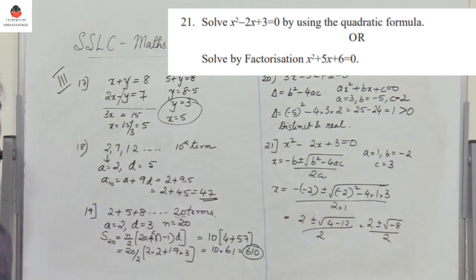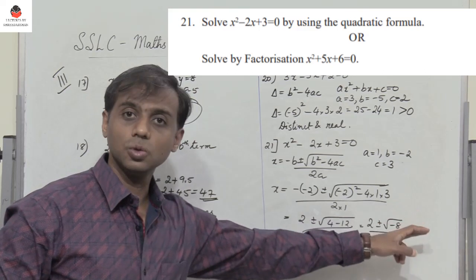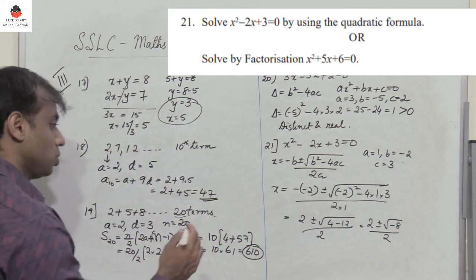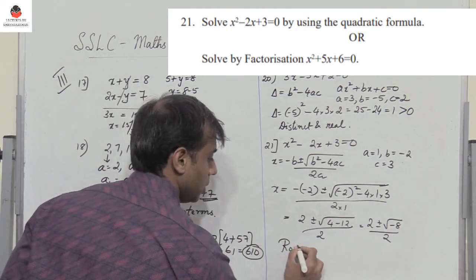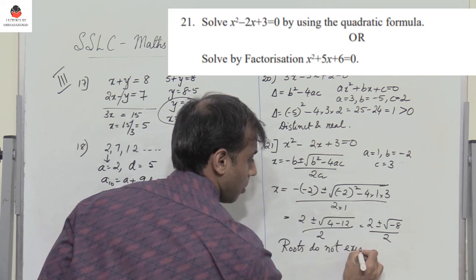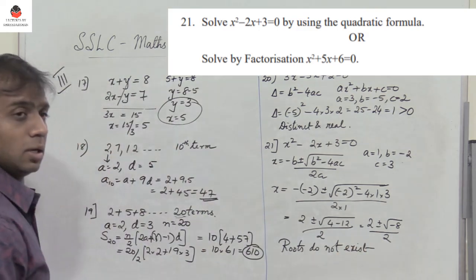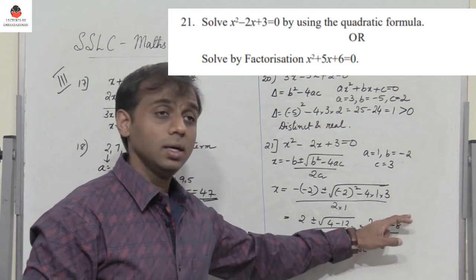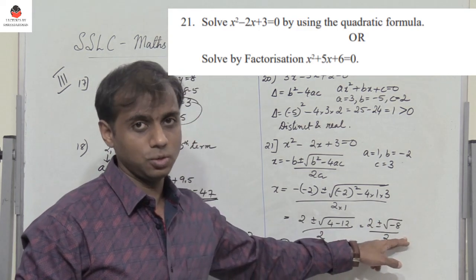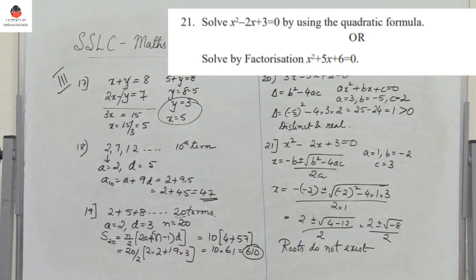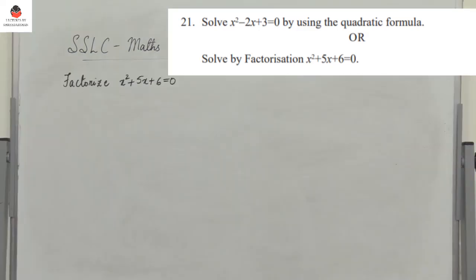So now what do you observe? I have a negative sign within the root. So is it possible for us to find the roots? No, it is not possible. So therefore we write that the roots do not exist. Right? So why is it that the roots do not exist? Because I have a negative value within the root. Right? So therefore the roots do not exist. So let's move on to the next one.